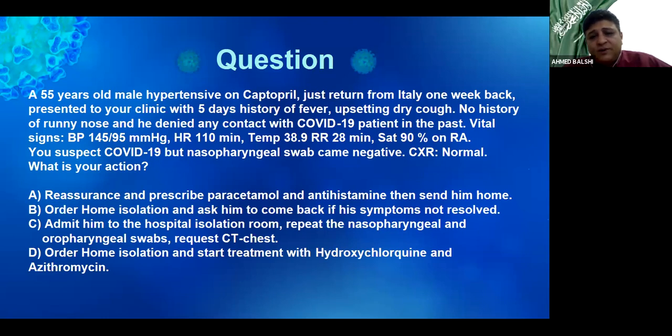Why do you admit the patient? Because the patient is hypoxic on room air. Hypoxic, with a saturation of 90, he requires oxygen. Repeat the nasopharyngeal and oropharyngeal swab and request a CT scan of the chest, because the chest X-ray was normal in the beginning.